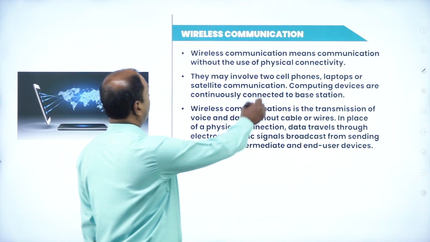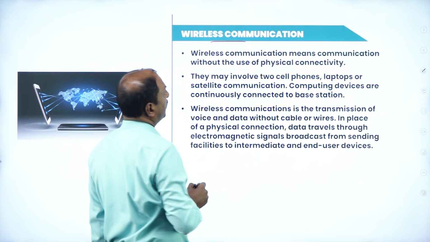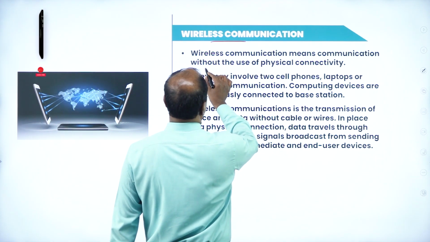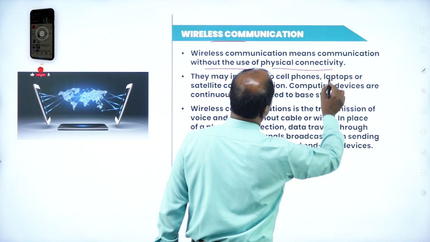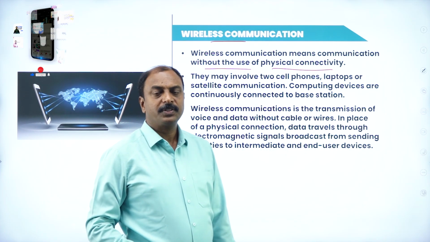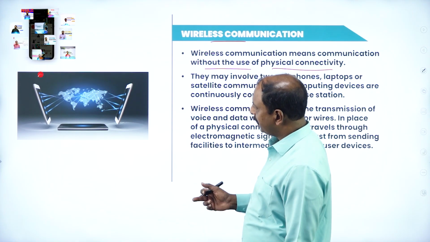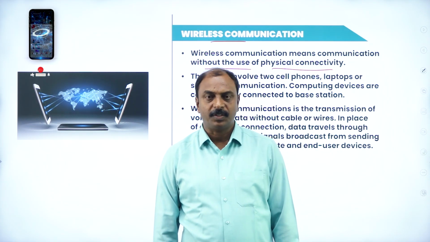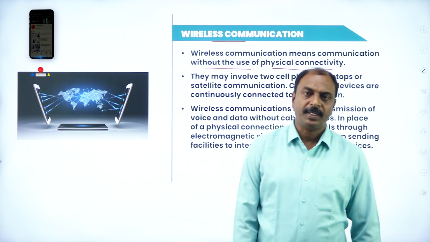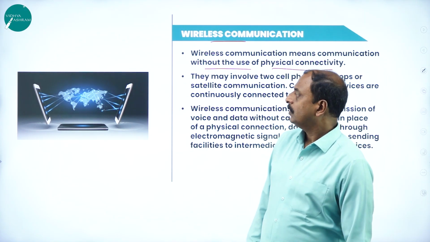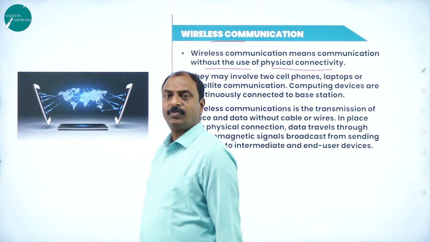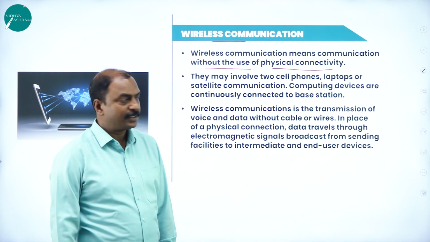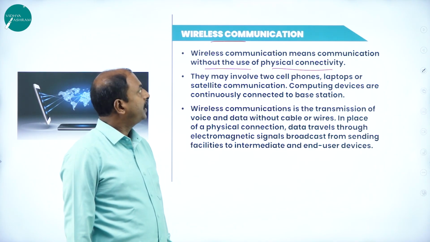Now, first of all, let us see what is wireless communication. Wireless communication means communication without the use of physical connectivity. What you have seen so far is the wired medium, where we can connect two different computers in a network through a physical medium or physical cable. There is a direct physical connectivity between two devices or two network devices. That is called wired communication.